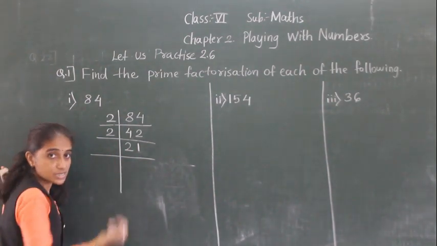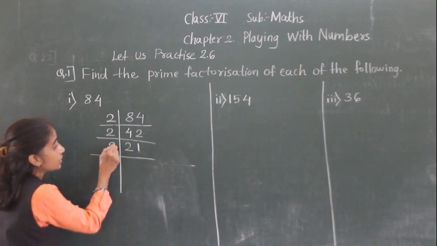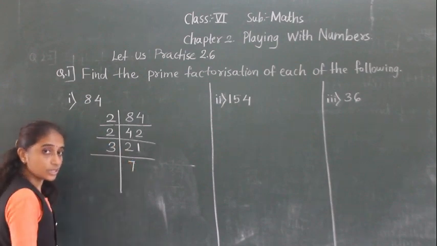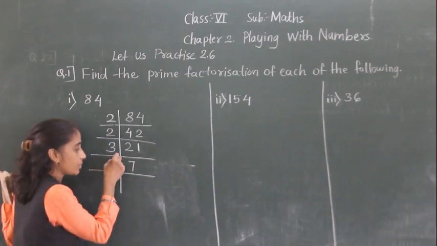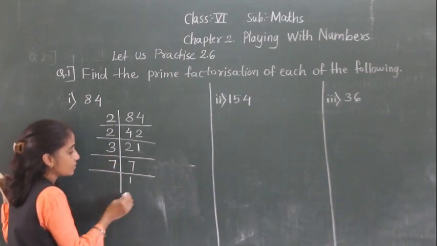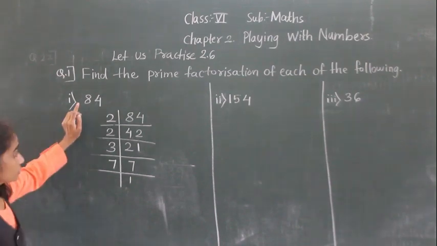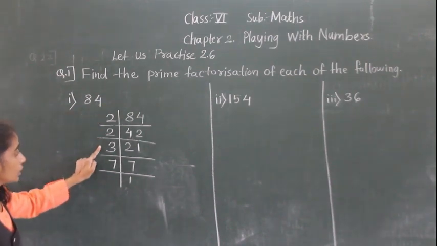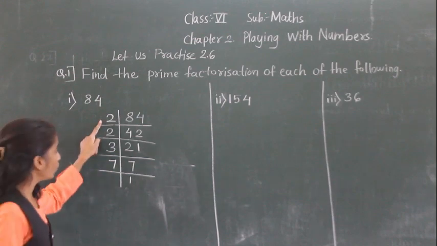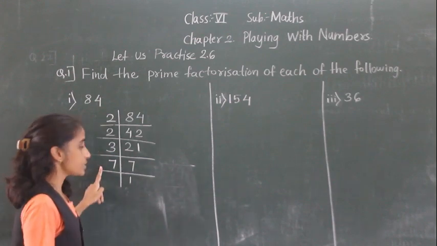Yes, 3 sevens are 21. Got 7? 7 is a prime number. 7 is a 7. So, which are the factors? These are the prime factors: 2, 2, 3 and 7.